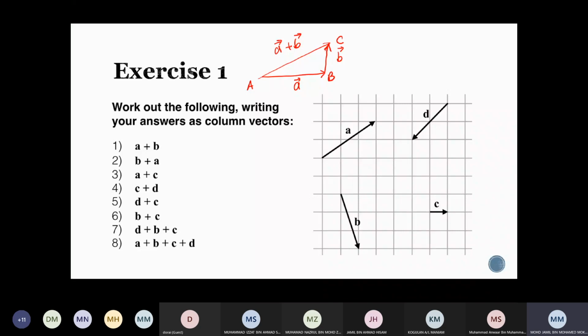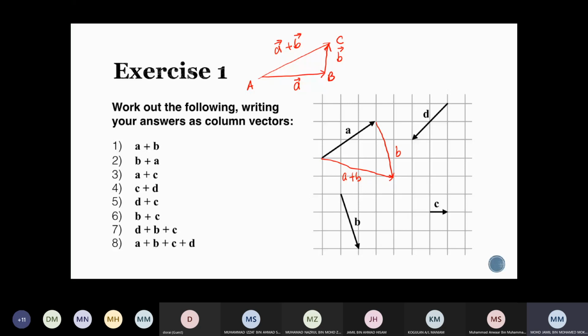Okay, so this is vector A. So vector B is 3 by 1. So you can add A. So this is A, and then just add B here. So A plus B is this vector. Okay.